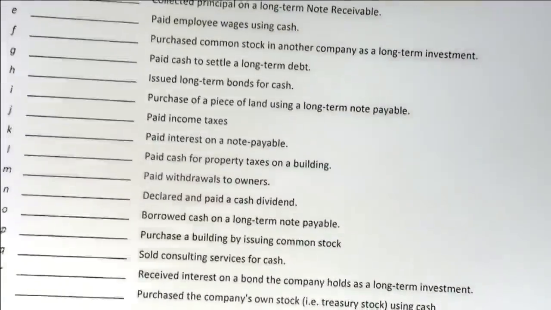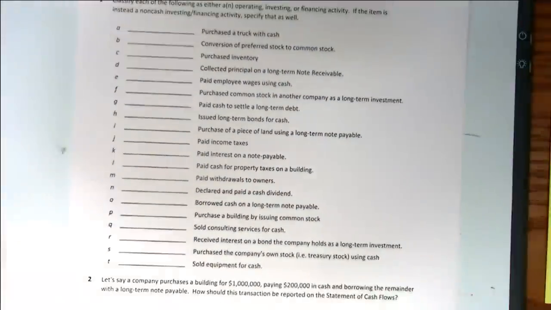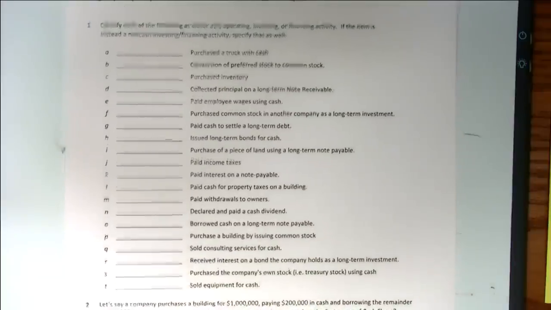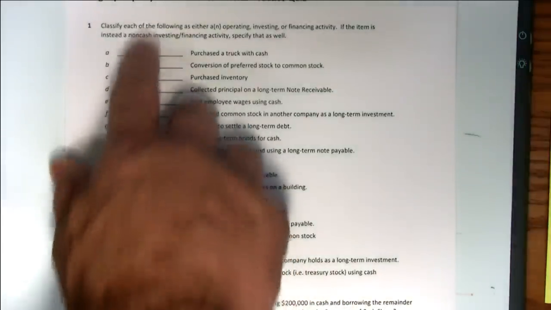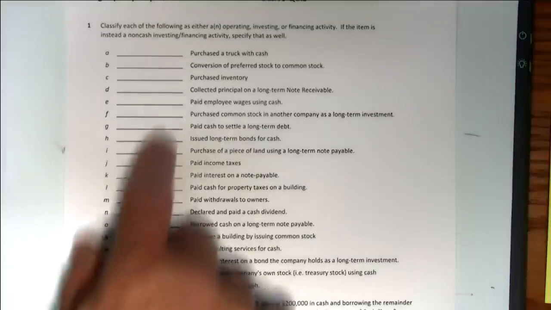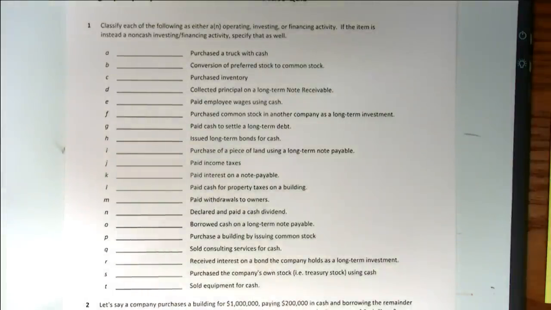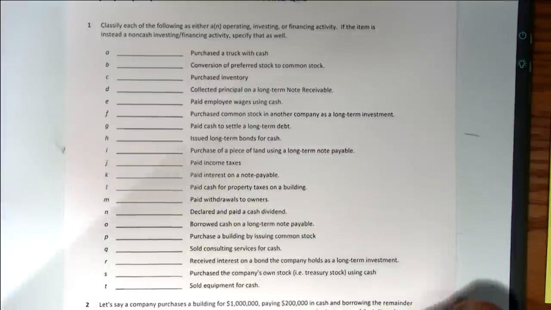But students always think they know this. Oh, I think I have the classification of cash flows down. Great. And then I want you to do this. And if you get these all right, well, then you do have them down. But if you miss six or five or four or more, you don't have them down. Does that make sense? Okay.